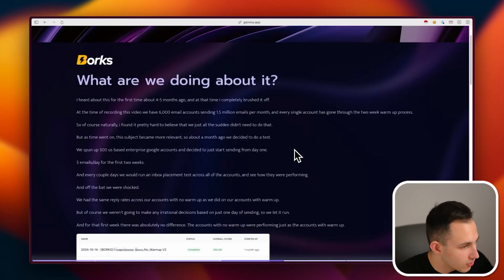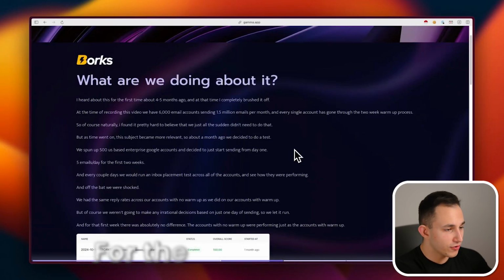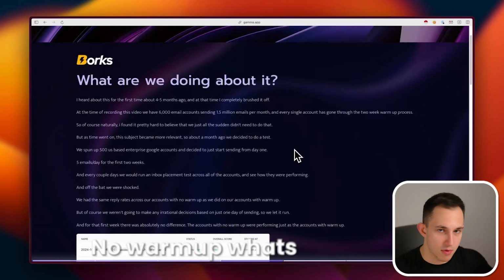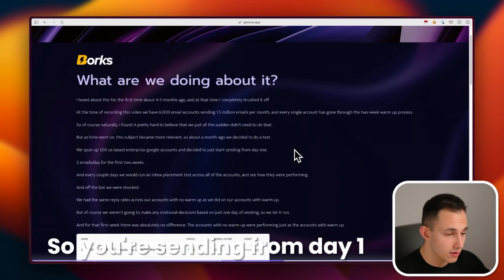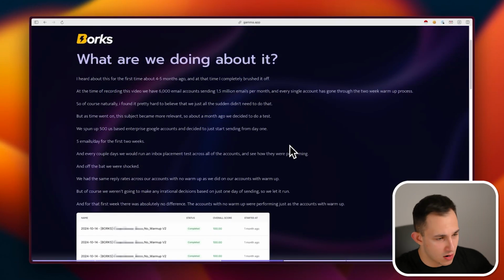Right. And what we decided to do is we started sending 5 emails per day on each account for the first 2 weeks, meaning it's very low volume, but of course, no warm-up whatsoever. So you're sending from day one. Okay. And every couple of days, we would run an inbox placement test across all of our accounts and see how they were performing.